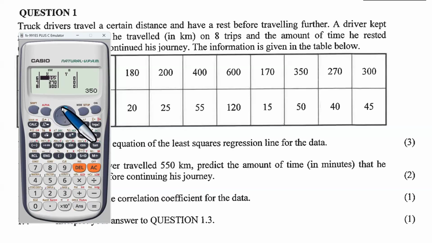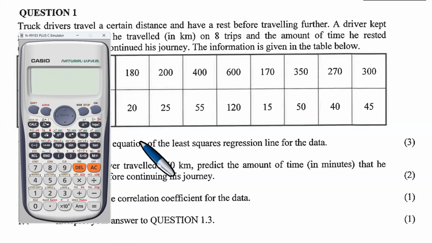Okay, then we go back to the top. Then we have 20, 25, 55, 120, 15, 50, 40, 45.